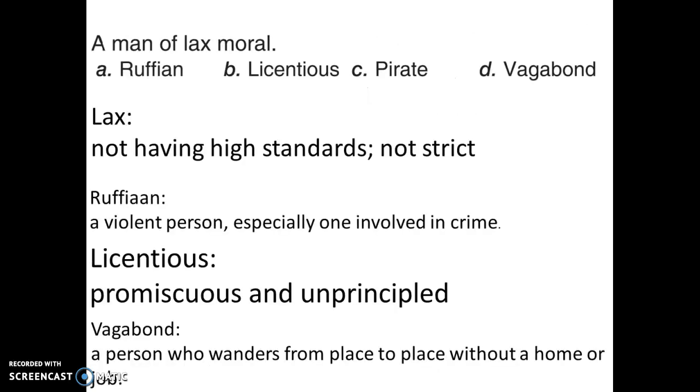Let's move on to the next question. A man of lax moral. Now here the question is, many people might not know the meaning of lax. Lax means not having high standards or not strict.